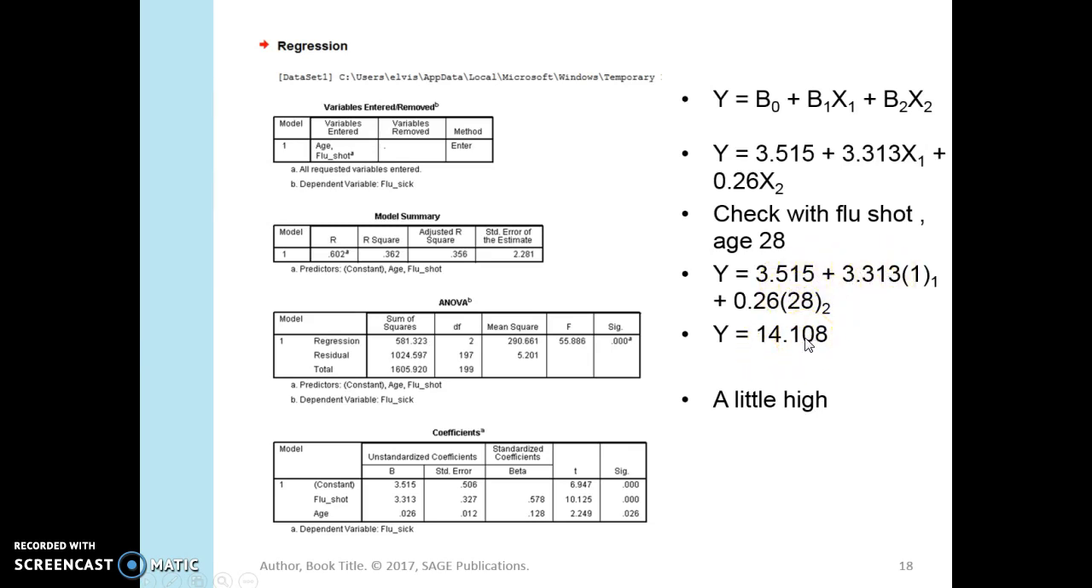Now, something tells me that there's something wrong with that. You know what I'm thinking? I'm thinking that if you got a flu shot, that probably should have been 0 for X1. And if you didn't get a flu shot, it should be 1. So really what I should have here is 3.515 plus 26% of 28. What is that? 3 times 3 is 0.91. So that would add up to about 4 days.